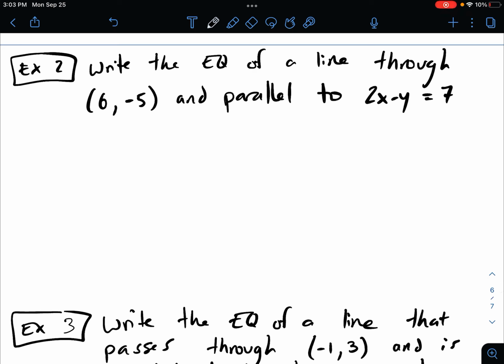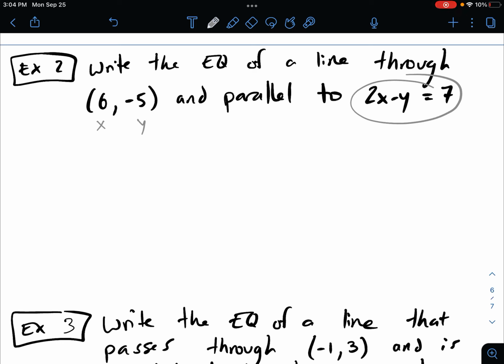Next, write the equation of a line through (6, -5) that is parallel to this line right here. So a couple things. We know right off the bat that I'm given an x value of 6 and a y value of -5. The second thing is that if I want a line that's parallel, I need to know the slope, right? Because if I know the slope, I can keep that slope the same to make a parallel line, because parallel lines have the same slope.